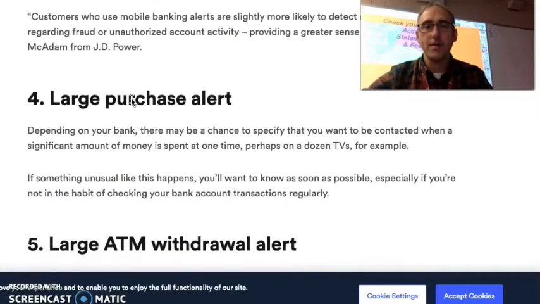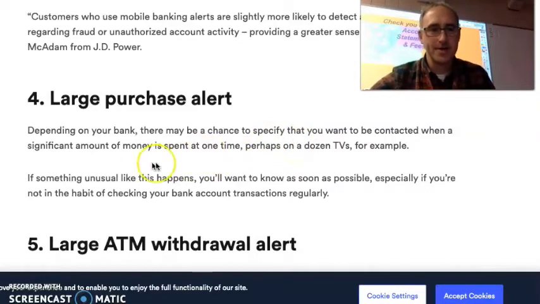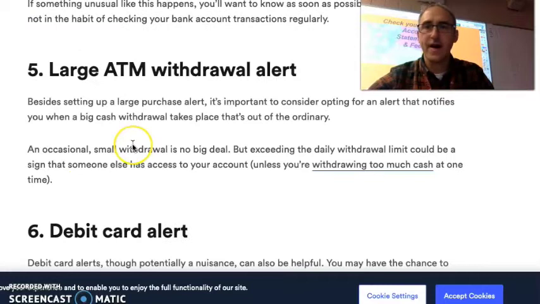Number 4, purchase alerts. Large purchase alerts are alerts that some banks allow you to sign up for when things happen like a dozen TVs are bought on your account. If something unusual happens, you'll want to know about it as soon as possible, especially if you're not in the habit of making those types of purchases. Number 5, large ATM withdrawal alerts. Here you will get alerts if a huge chunk of money is taken out of your account when usually you don't take that much money out of your account.